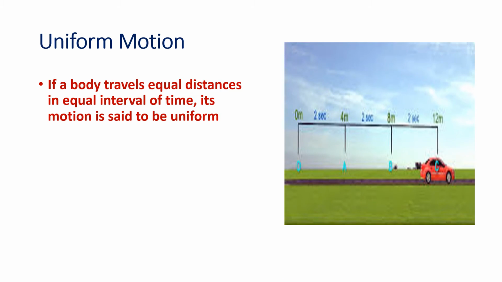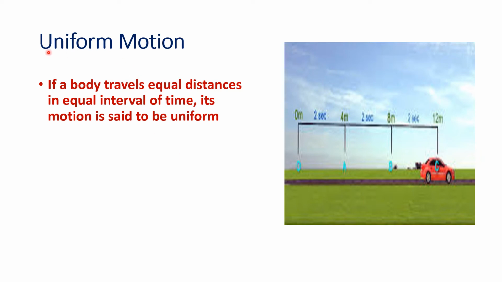Now let us consider an example here. You see a car here. Now look at this. At 0 seconds, what is the distance of the car? 0 meter. So it was here. After 2 seconds, the car changed its position to 4 meters. So this was the position of the car at 2 seconds. And after 2 more seconds, that is a total of 4 seconds, the car is at a position 8 meters from the start point. Then after 2 more seconds, it is at a distance of 12 meters.